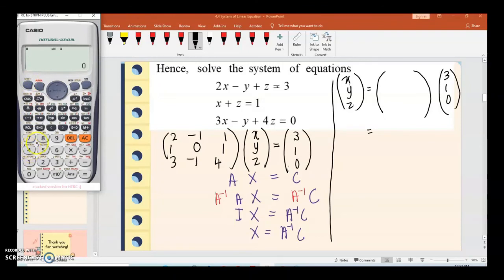Shift 4. Okay, not yet. We are going to insert a new matrix. Let's say dimension, we choose matrix C. Dimension here is 3 by 1: 3 rows, 1 column. 3 by 1 is number 3. So we insert the elements 3 equal 1 equal 0 equal. Okay, now we have the inverse of A inside the calculator and also the data for matrix C. So we press shift 4, we choose number 3 for matrix A inverse. The operation is multiply by matrix C, number 5.